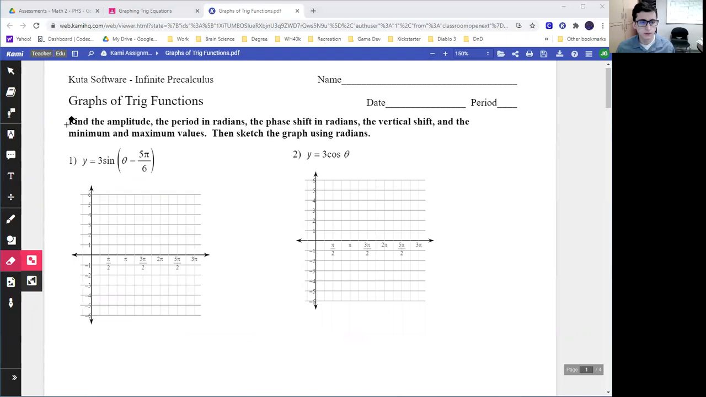And here we go. It says find the amplitude, the period in radians, the phase shift in radians, the vertical shift, and the minimum and maximum values. Then sketch the graph using radians. So let's look at question 1.